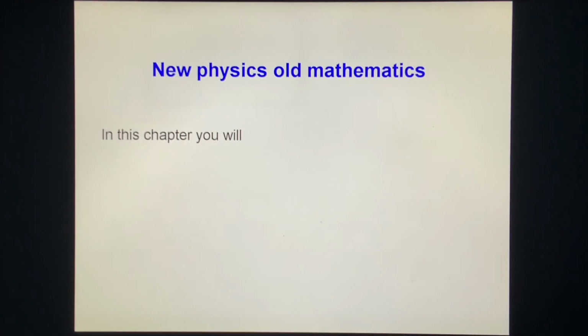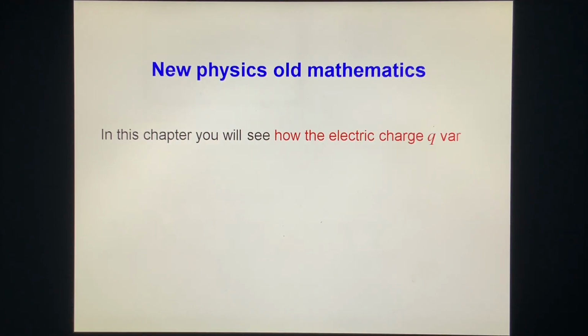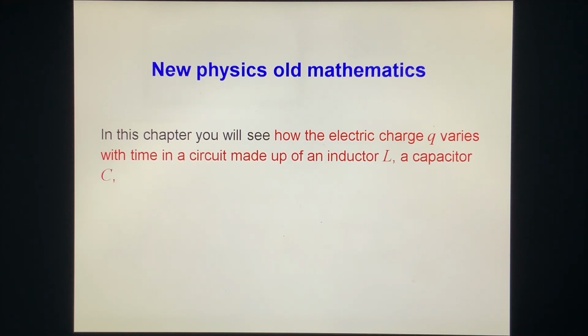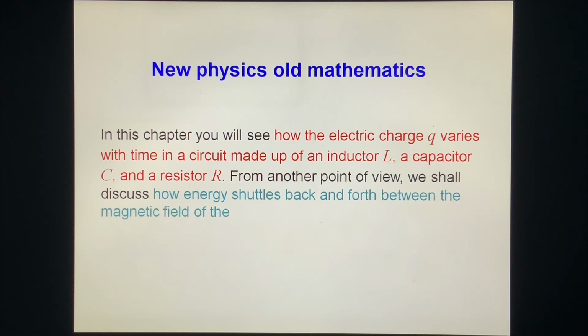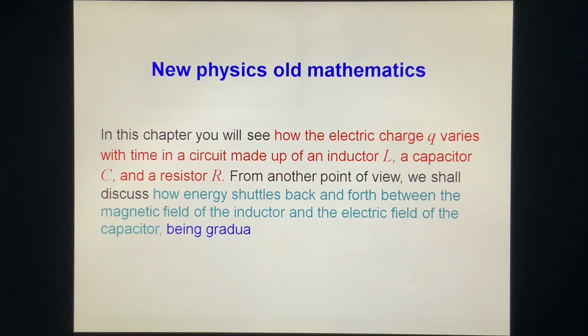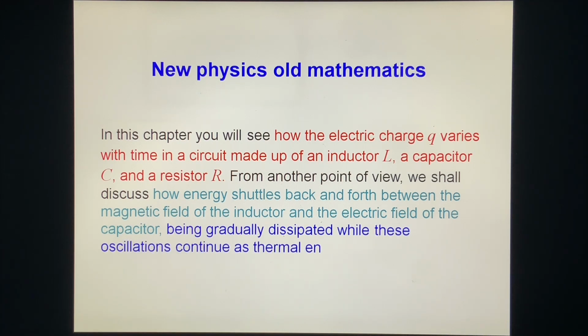LC oscillators: new physics, old mathematics. In this chapter, you will see how the electric charge Q varies with time in a circuit made up of an inductor L, a capacitor C, and a resistor R. From another point of view, we shall discuss how energy shuttles back and forth between the magnetic field of the inductor and the electric field of the capacitor, being gradually dissipated as thermal energy in the resistor while these oscillations continue.